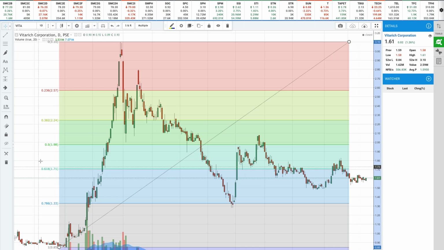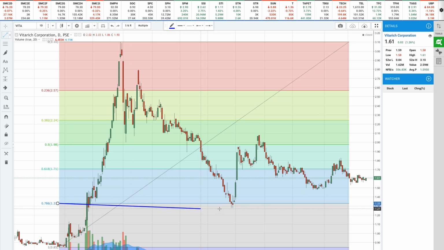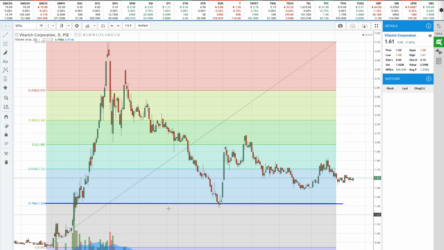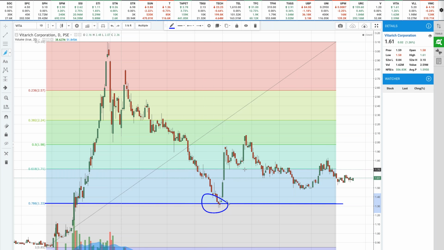look at this chart of Vita here. The 78.6% level is an area that you should watch because prices often bounce from there. As we said, 61 is a strong support level, but if price breaks below that, the ultimate end where prices could bounce is the 78 level. You would find this in most securities if you want to trade bounces. So this happened in the big picture.